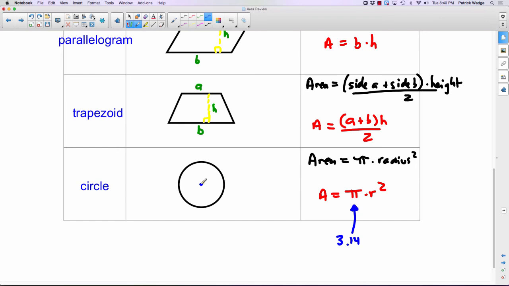Now, for some reason, we tend to always, when we're drawing little pictures of it, draw it straight out like that. But you don't have to. You certainly do not have to draw it this way. So this is your radius right there. And what you're going to do is you're going to square the radius and then multiply by pi.